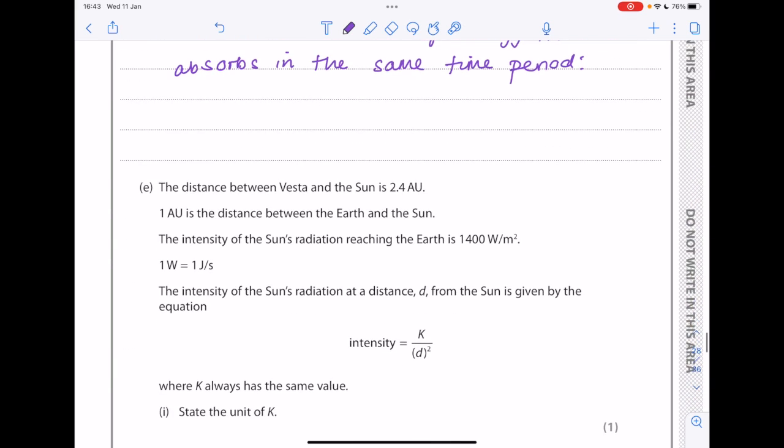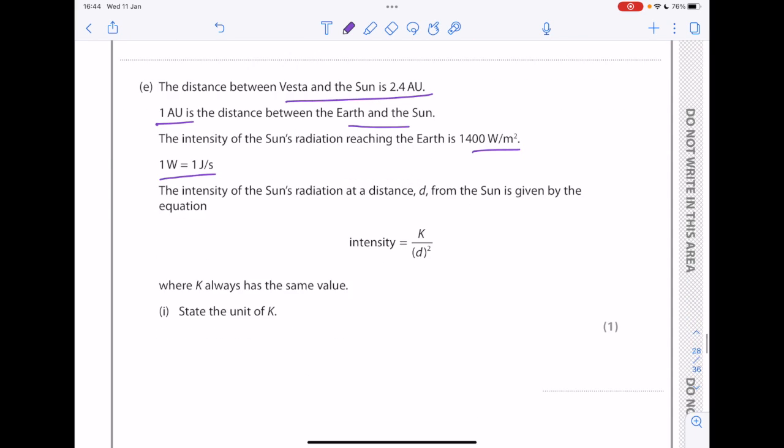The distance between Vesta and the Sun is 2.4 AU. 1 AU is the distance between the Earth and the Sun. The intensity of the Sun's radiation reaching the Earth is 1,400 watts per meter squared. 1 watt is 1 joule per second. The intensity of the Sun's radiation at distance d from the Sun is given by this equation, where k always has the same value. State the unit of k.